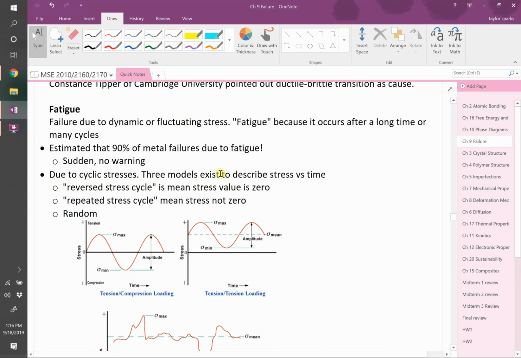Okay, any questions on this so far? Anything I've covered? We all good? Feeling good about impact testing?